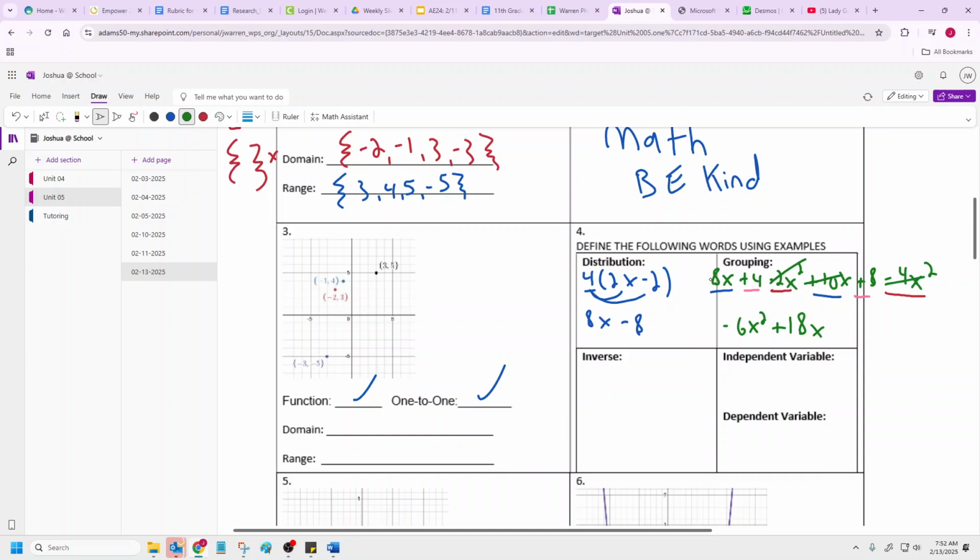This is grouping, y'all. And then 4 plus 8 is 12. Okay, now, inverse. This is basically a mathematical opposite. That's basically what it is. Opuesto. Opposite, opposite.